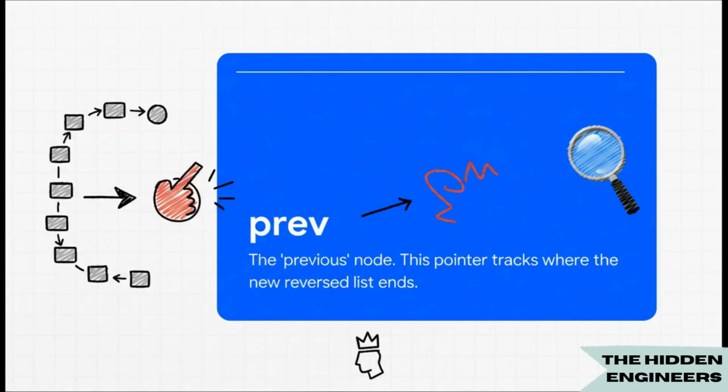Next up is prev, for previous. Now this one is super important. It's always going to point to the beginning of our new reversed list as we build it. It's kind of like the anchor for our new chain. To start, since our reversed list doesn't exist yet, we'll just have prev point to null.